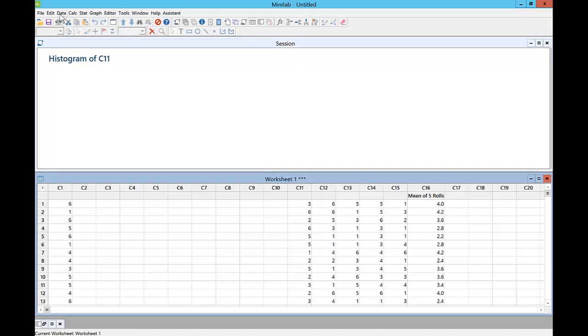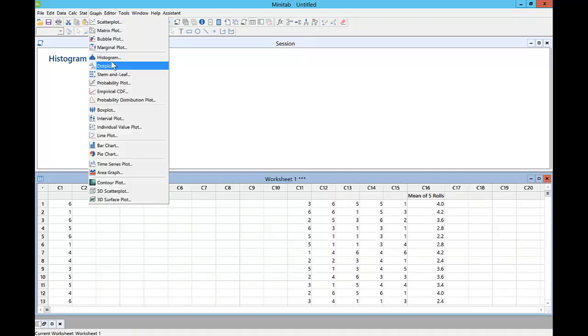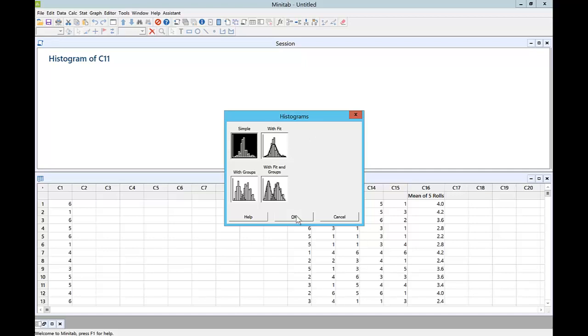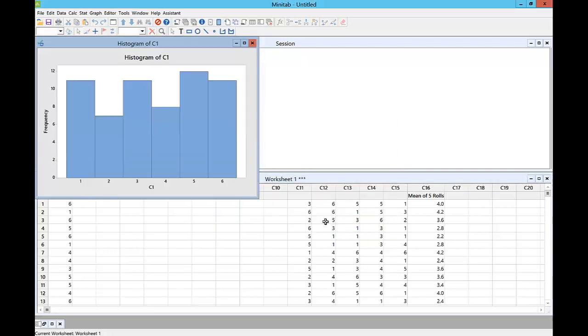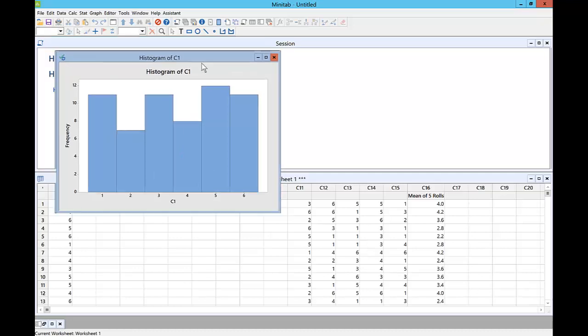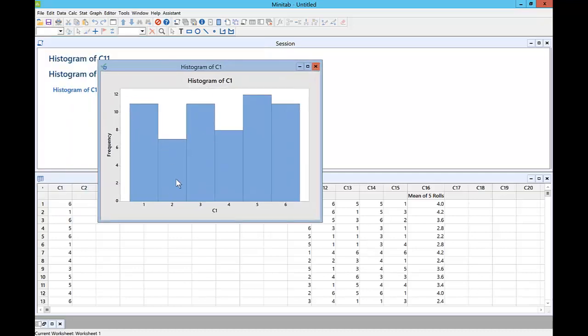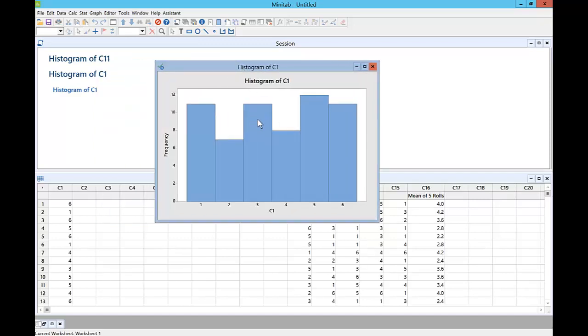So let's look at a histogram. What do you expect this to look like? Graph, histogram. Just do the simple default, and let's change it to C1 and say OK. And here's our histogram, and maybe you were expecting something like this, maybe not, but it looks like 2 and 4 are happening quite a bit less than what we would expect. We would expect all of these to have 10 outcomes, and so the difference you see here is due to random variation, and it's difficult sometimes to see what the shape of the distribution is with a small number of observations.